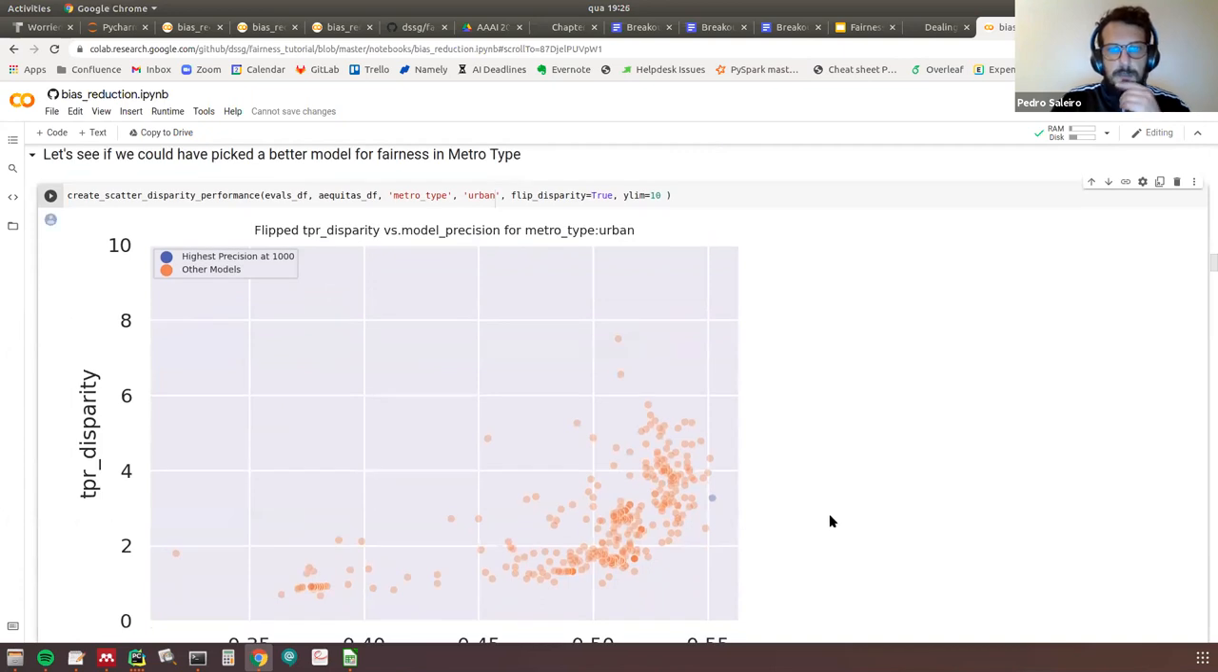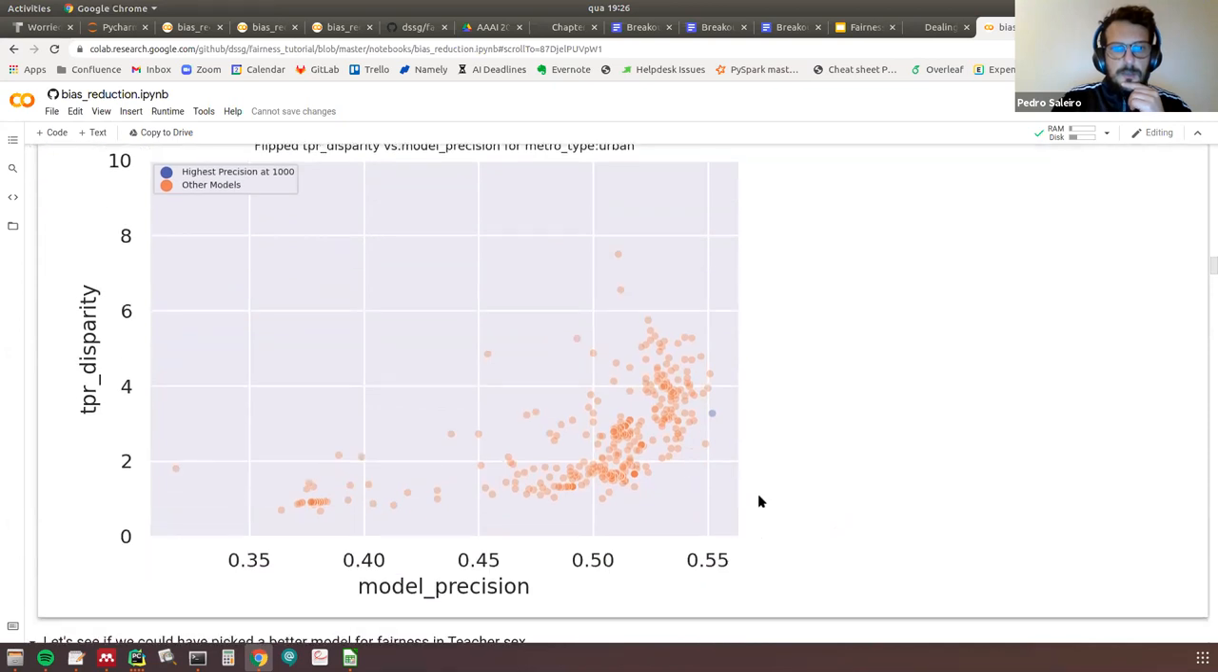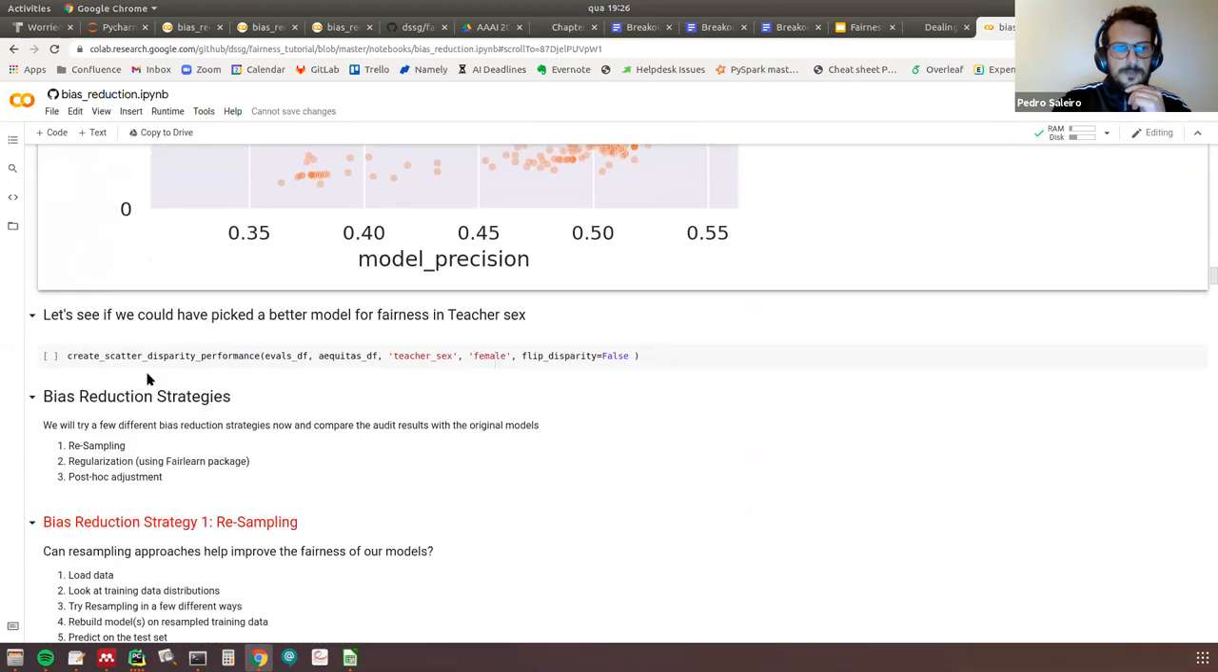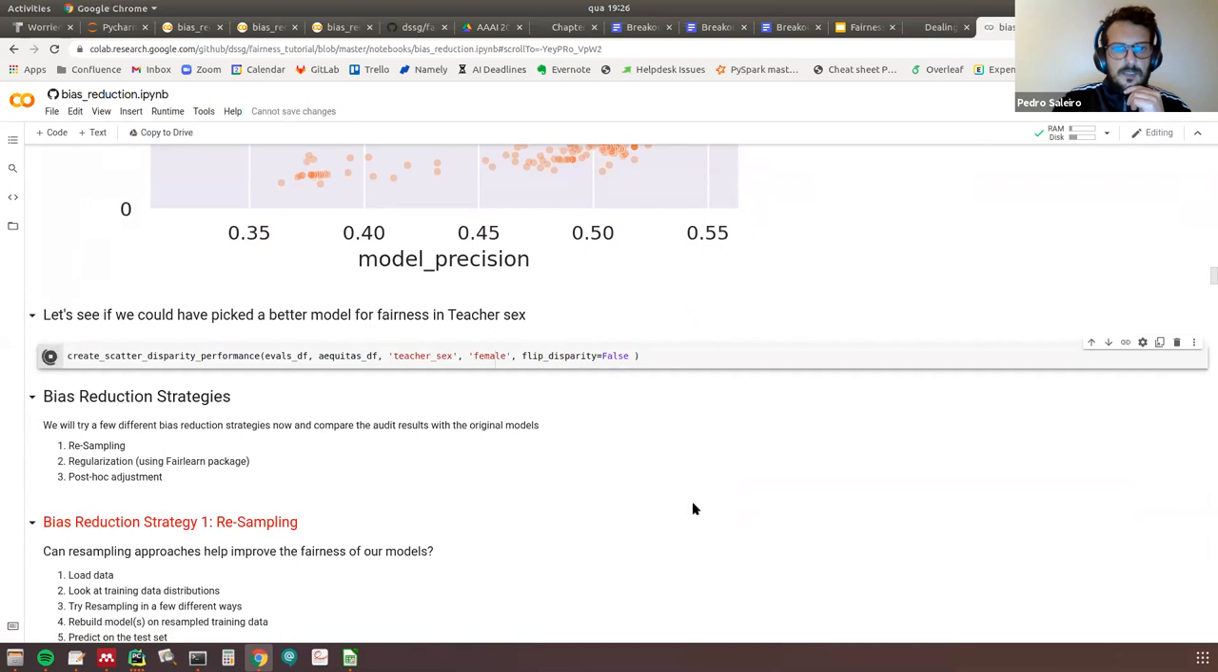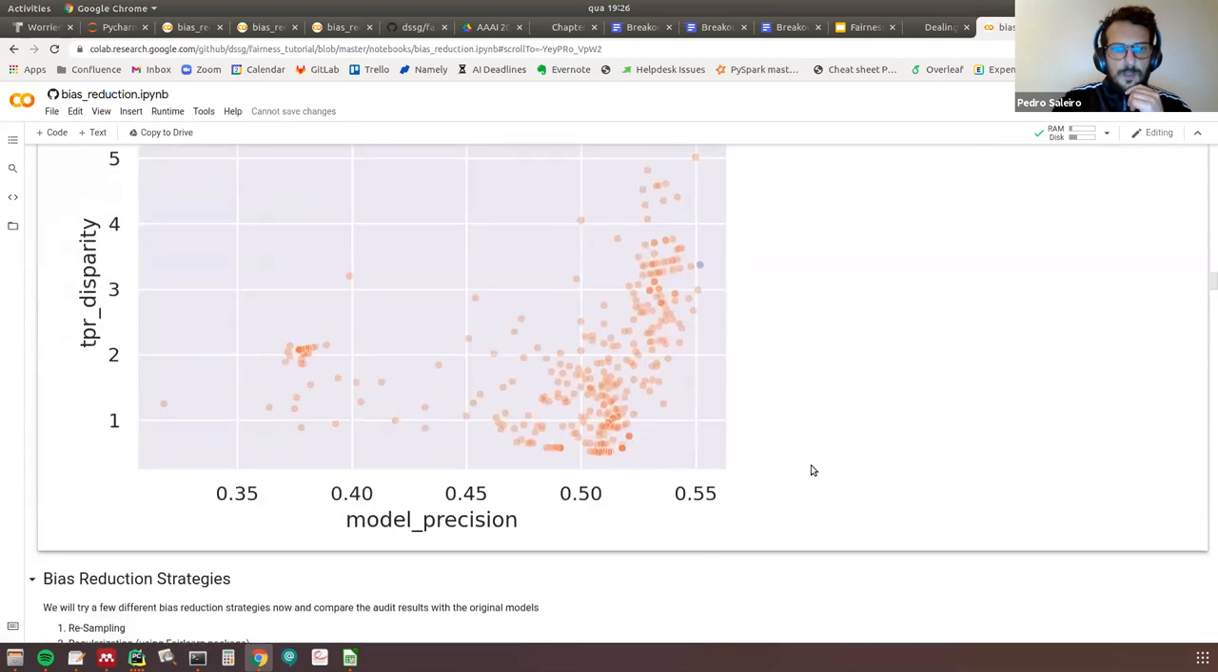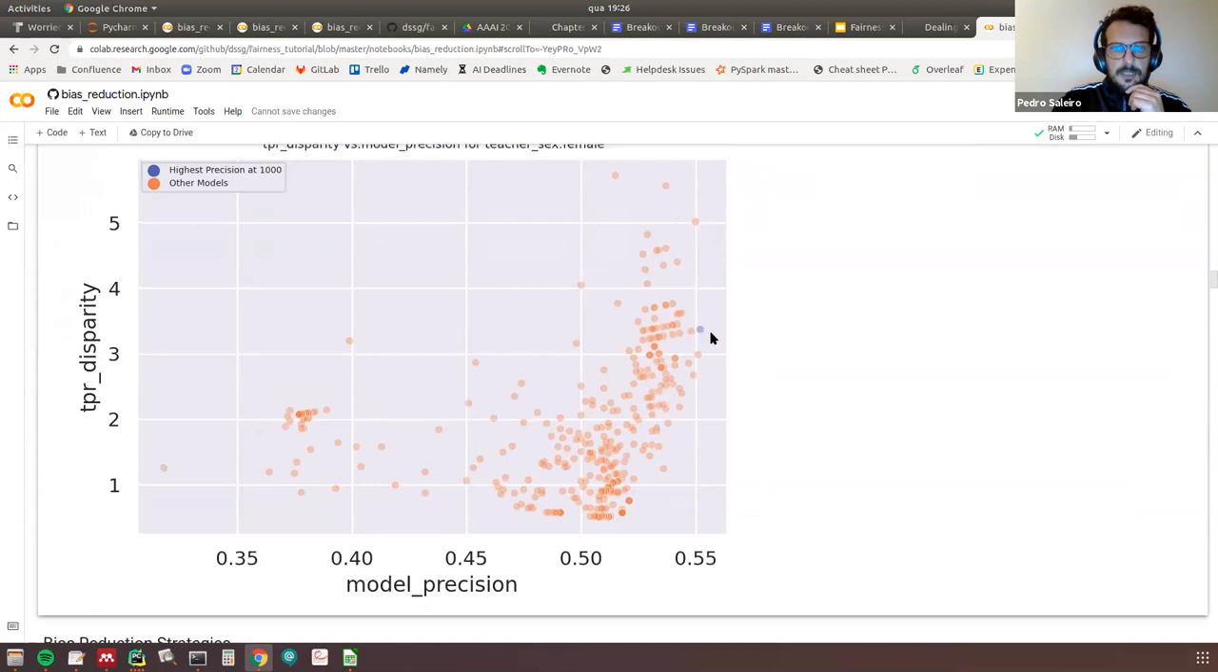And now the same plot for the metro type. And here we see again the model selected disparities, and other models that improve in terms of disparity, but they sacrifice a little bit of the overall precision. And for teacher sex, we have the same model again, but now with a higher disparity. And we have all these different options here if we are just looking at this individual attribute when selecting.